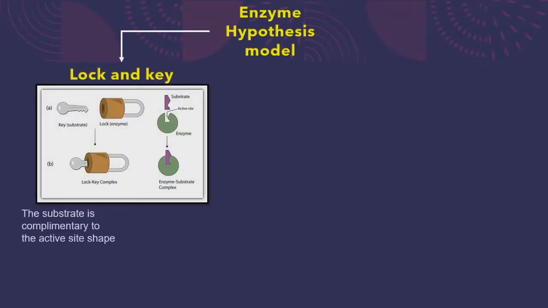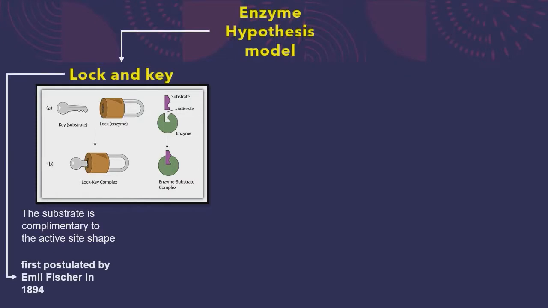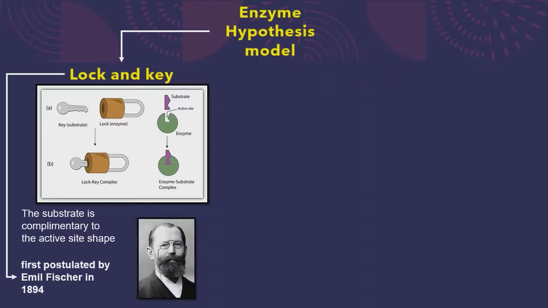In the lock and key model, our substrate is complementary to the active site shape. So basically it resembles the lock and the key, so that the substrate shape should complement the enzyme active site. This idea was first postulated by the German scientist Emil Fischer in 1894. The other enzymatic hypothesis model is called the induced fit.